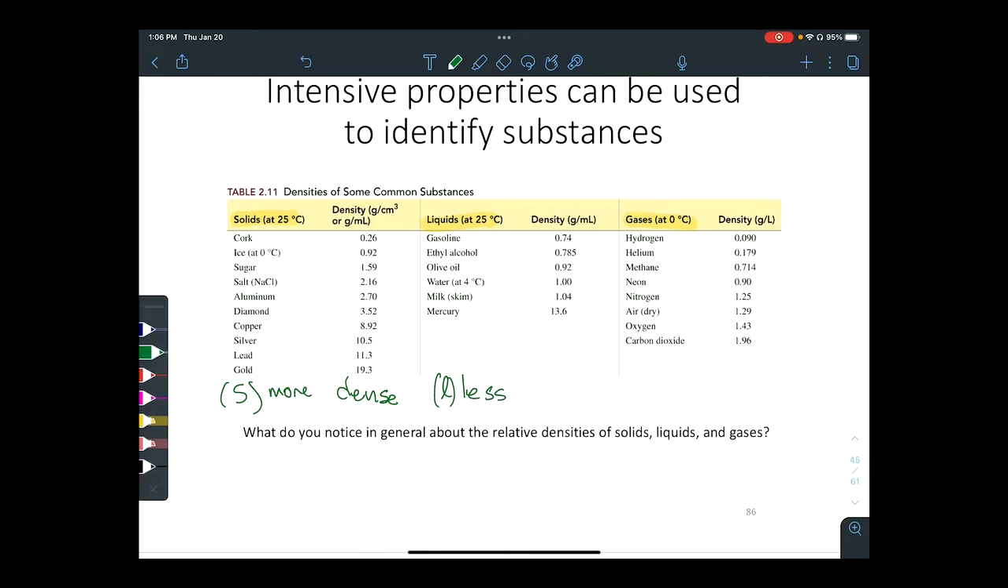There are some exceptions, okay? And then gases would be the least dense of them all.